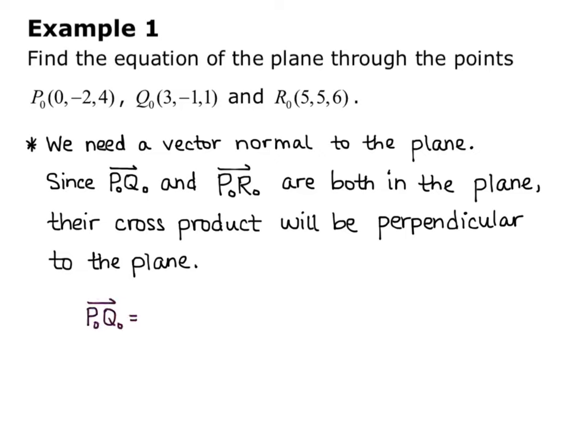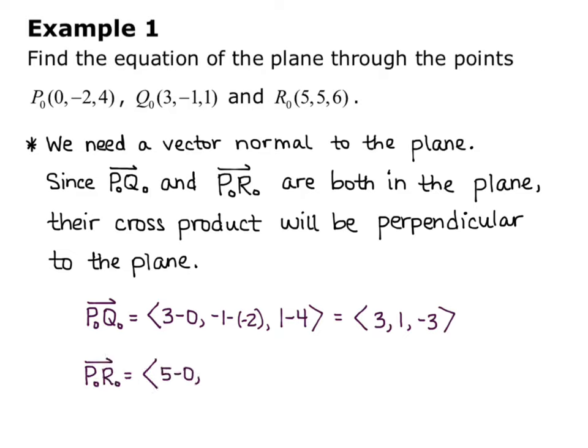P naught, Q naught is equal to the components of Q minus the components of P. So I get 3 minus 0, negative 1 minus negative 2, and 1 minus 4. This gives me the vector P naught, Q naught equals 3, 1, negative 3. I'll do the same thing for P naught, R naught. So I have 5 minus 0, 5 minus negative 2, and 6 minus 4, giving me the vector P naught, R naught equals 5, 7, 2.